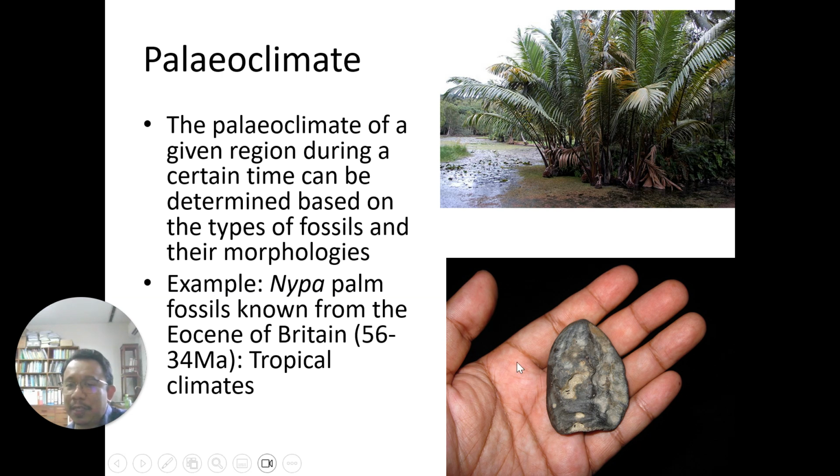But then you go to the UK, you find in old sedimentary rocks, which are 56 to 34 million years old, you get the remains of the Nipa palm, right? In this case, this is the seed and fruit of a Nipa palm here, right? But it is 56 million years old, right? So we can make the interpretation that 56 to 34 million years ago, in the UK, in Britain, it was warm tropical climates. Okay, so that's how we make those kinds of interpretations.